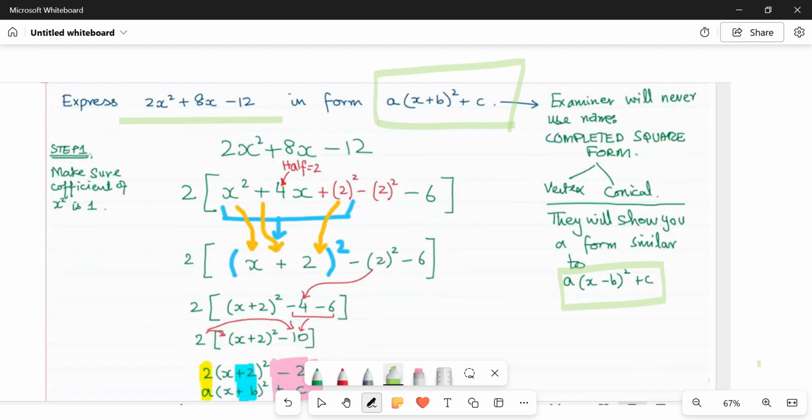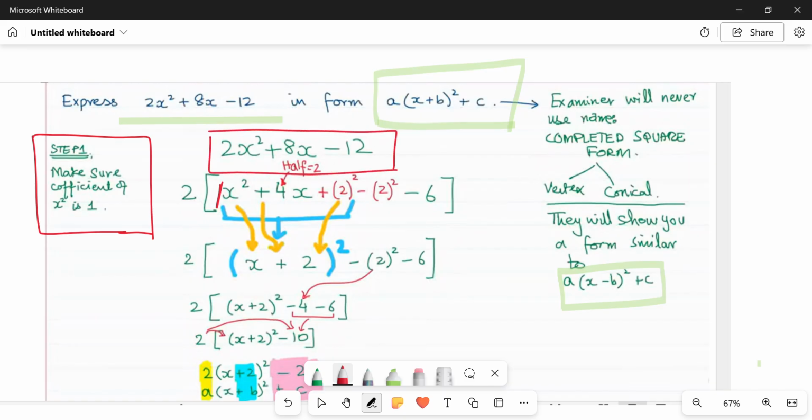So let's check step number one. Make sure the coefficient of x squared is 1, right? This is a very important part. Keep this in your mind: the coefficient here should be 1. The question is 2x squared plus 8x minus 12. You need to take out a common factor. The common factor is 2 here. So x squared plus 4x.